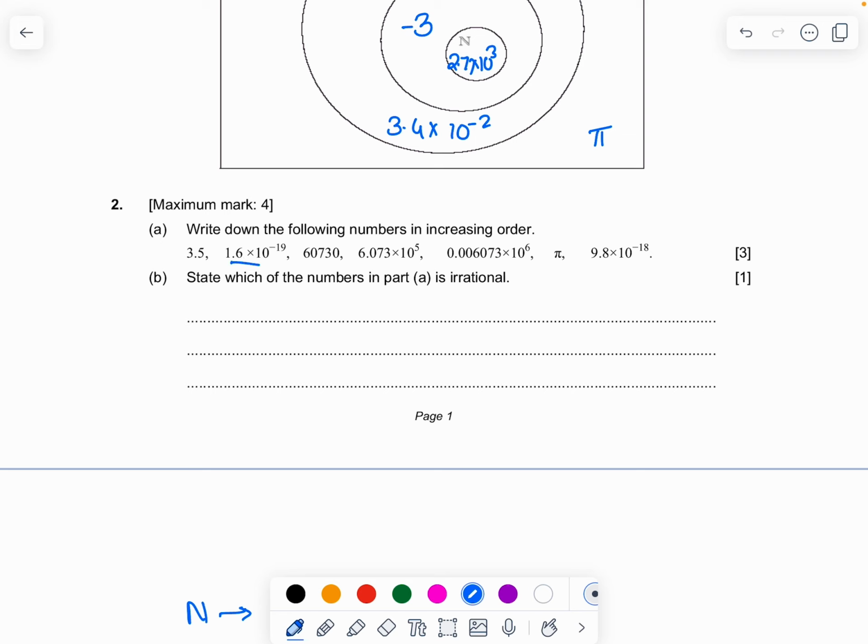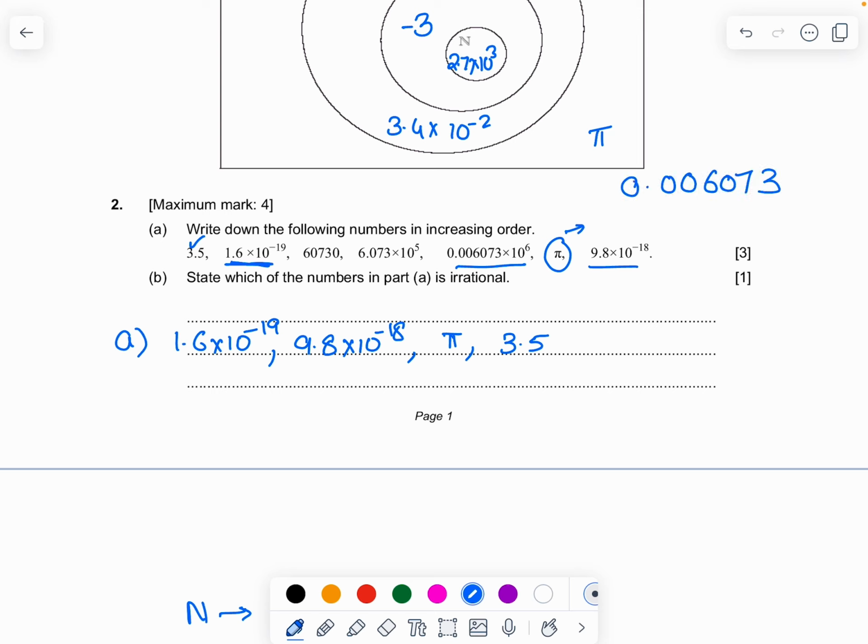We can see that 10 power -19 is the smallest one. Then 10 power -18 will be the next. Then we can see nothing else is there in negative 10 power. Then directly, pi is nothing but what? 22 upon 7, which is 3.14. So pi, then it is 3.5. Then it is 10 power, what is this? 10 power 6, or what is this 10 power 6?